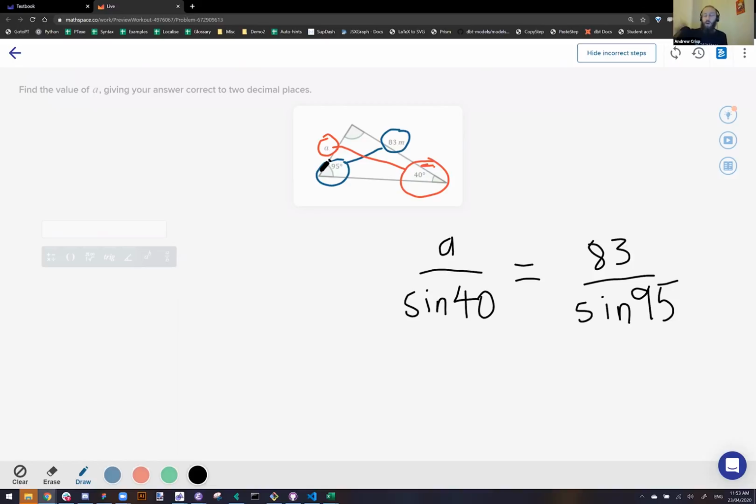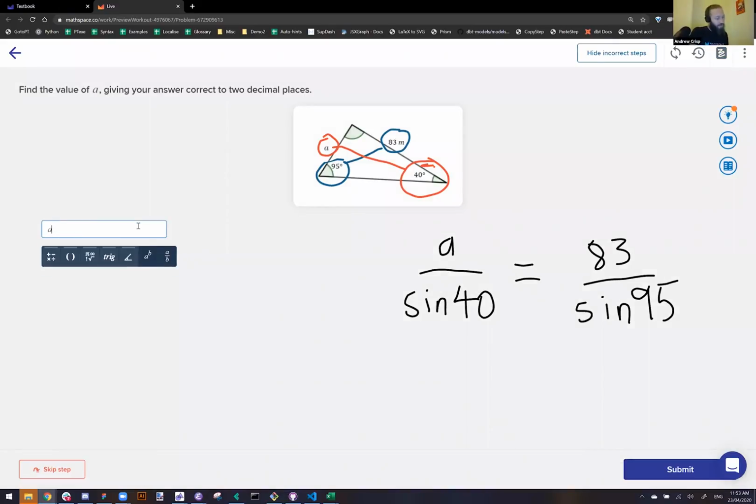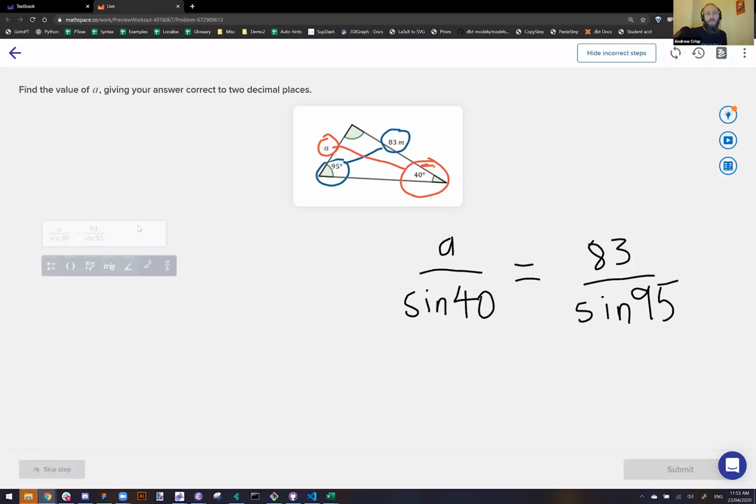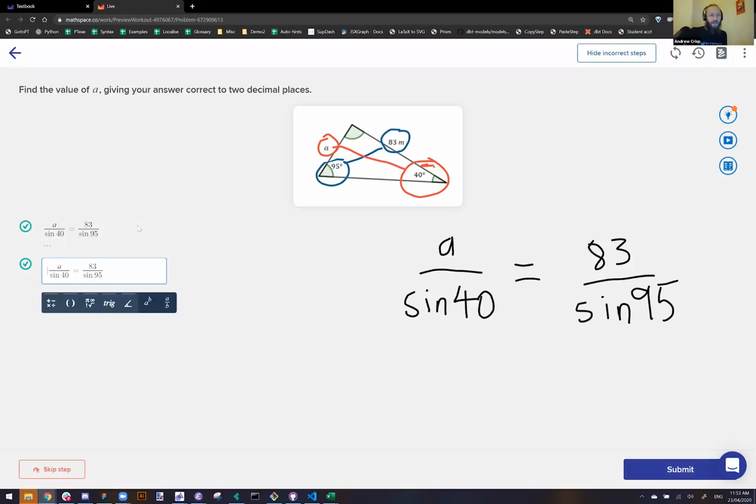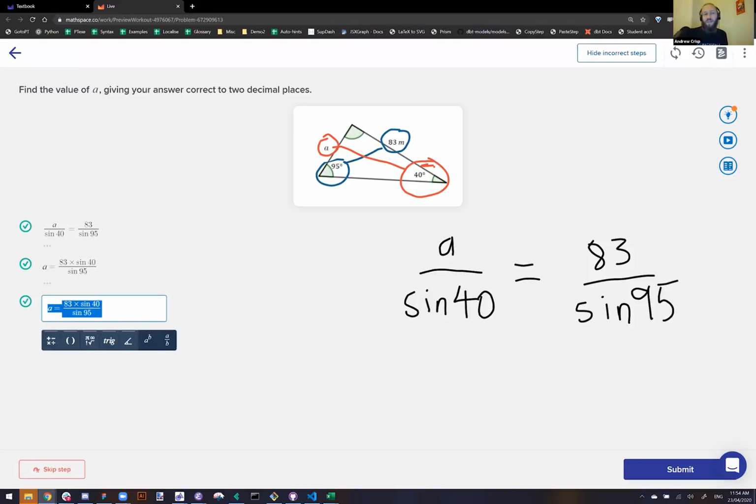We can then multiply both sides by sine 40. Go from there. So let's just check it out. A over sine 40 equals 83 over sine 95. Looking good. We take this sine 40 and cut it out, and then we put it over here instead. Multiplying both sides by sine 40 to get A on its own. And that looks like something that we can throw into our calculator.